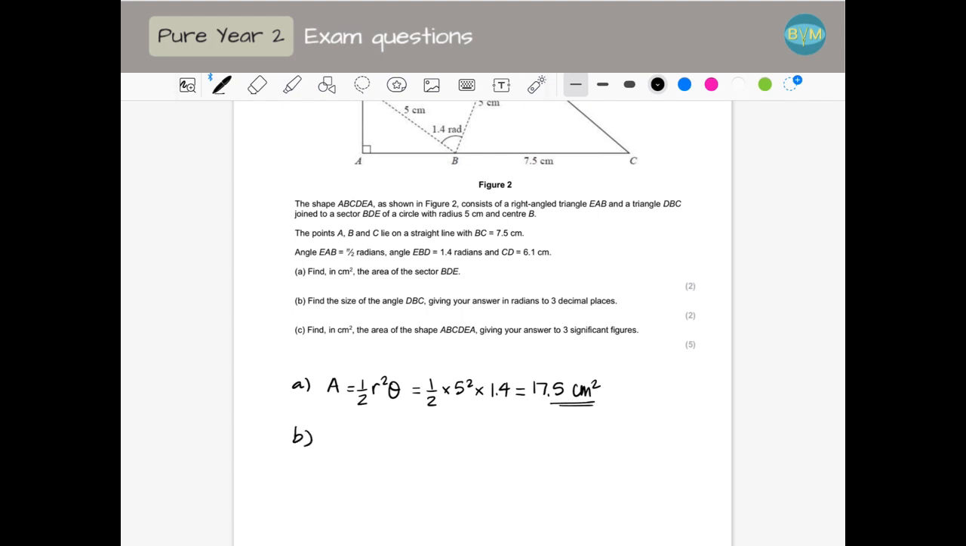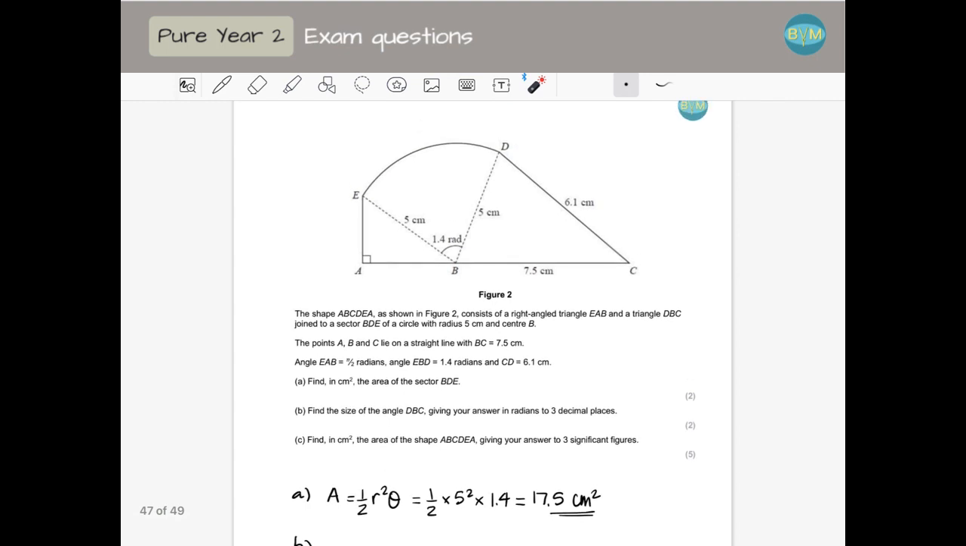Then B says find the size of the angle DBC, giving your answer in radians to 3 decimal places. DBC is this angle here. Let's call it alpha, for example. We don't know this angle, which means we cannot use 180 or pi radians minus this and minus this. So what we can think is, in this triangle we know the three sides and we need one angle, which means we can use the cosine rule.